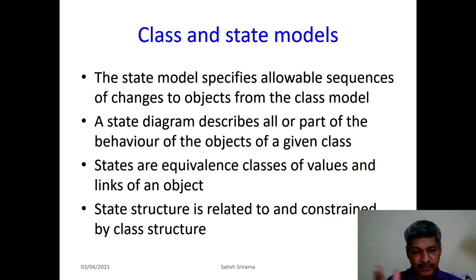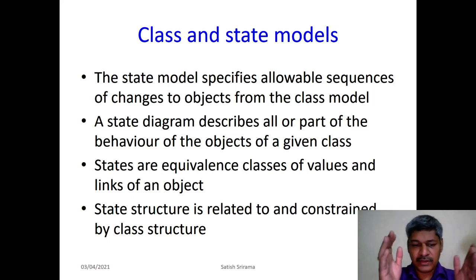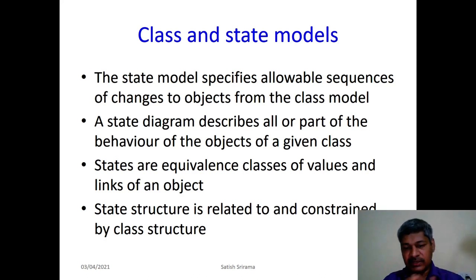The way we have discussed, states are equivalent classes of values and links of an object. So this is how objects will be in different states. In that sense, state structure is related to, and at the same time constrained by, the class structure. They are more or less directly dependent on one another. You have the class structure, different classes will have different objects, and the objects will be in different states. That's how the state structure is related to the class structure. That's about the class and state models at the model level.